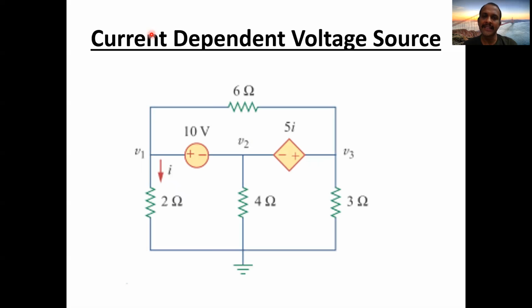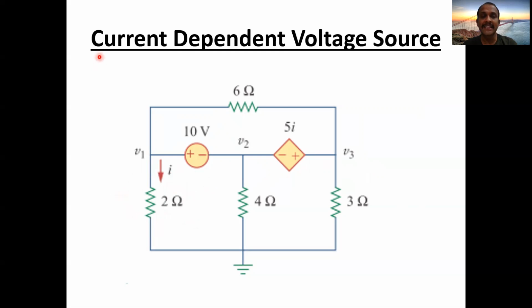Let us look at an example here. This is a current dependent voltage source because it depends on the current I, with the value 5I. I is the current passing through 2 ohms. So 5 times I is equal to 5 times the current passing through 2 ohms. It is a voltage source which depends on the current passing through the 2 ohms in the same circuit.